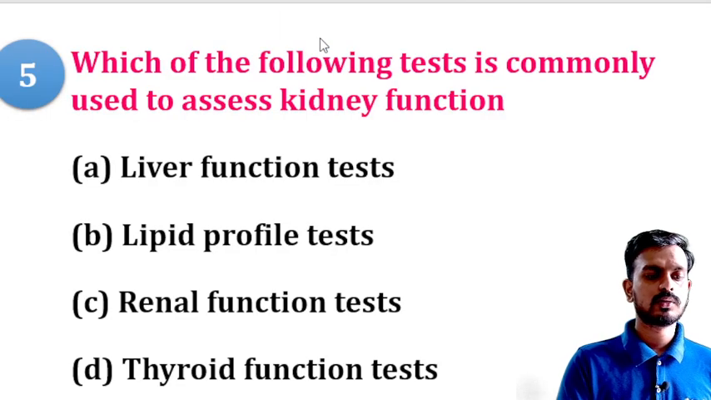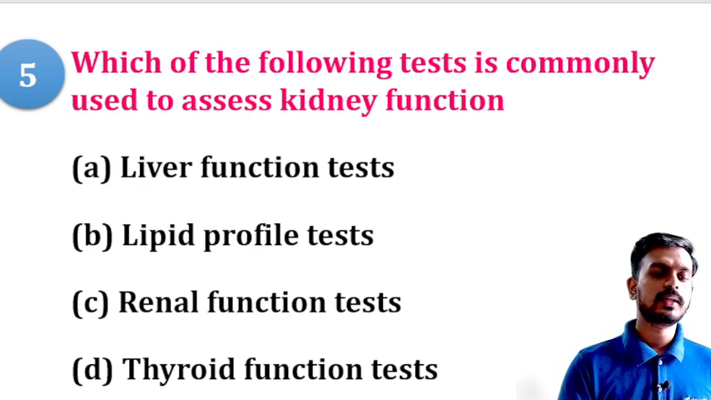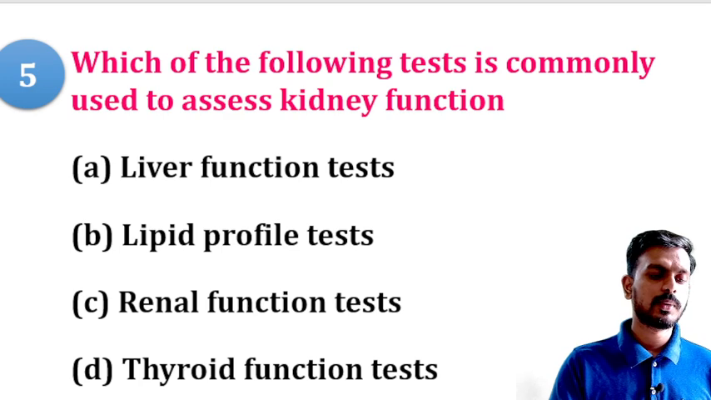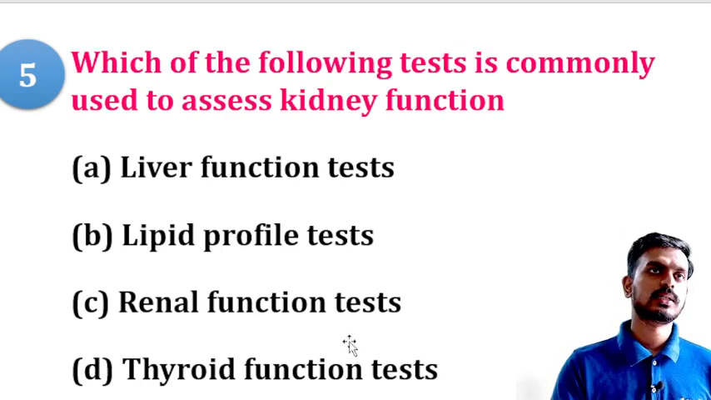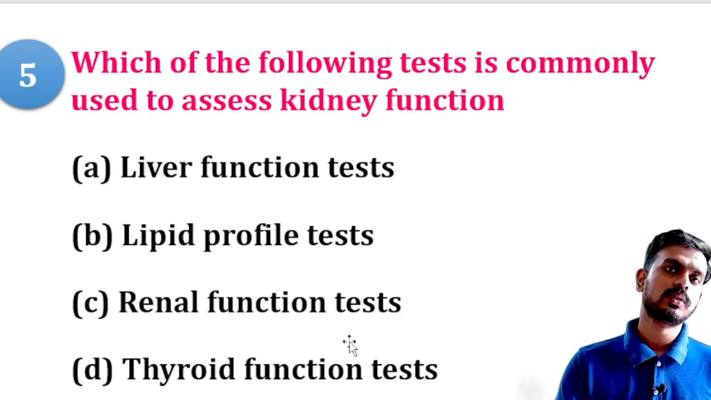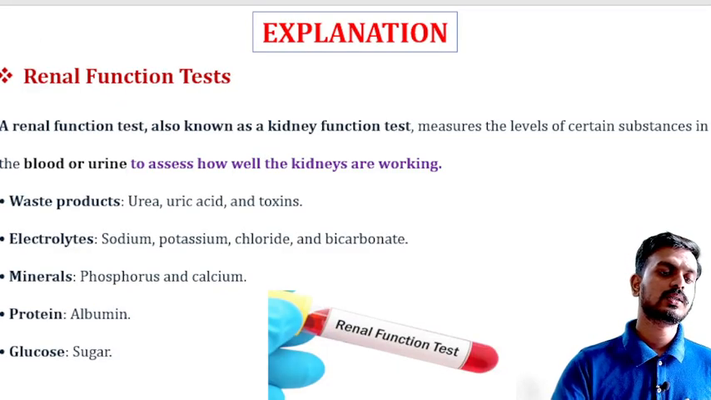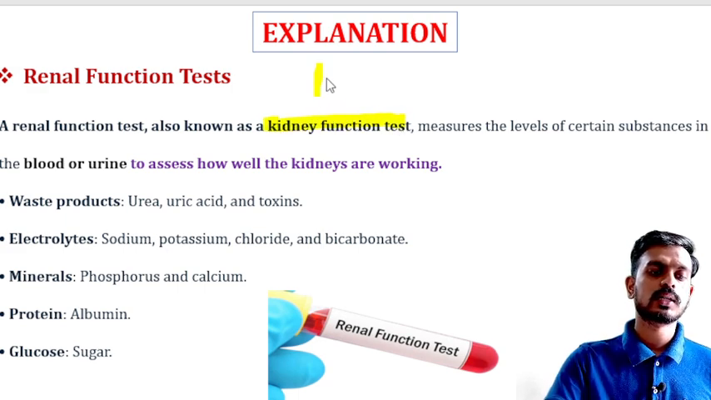Moving to the next question, which of the following tests is usually used to assess kidney function? This is the renal function test. The renal function test is used to assess kidney function. During this test, we are able to know what pathological changes are present. If there are any pathological changes, they will be diagnosed by this test. The renal function test is also known as the kidney function test, or shortly KFT.